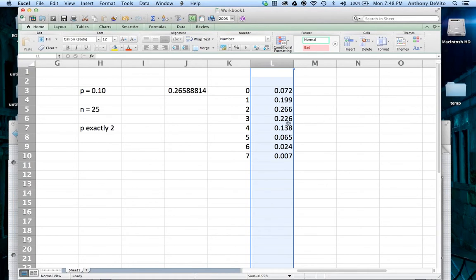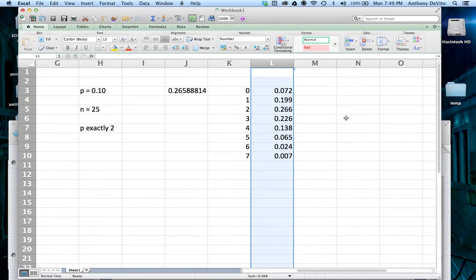For exactly 2 people, the probability is 0.26. 3 is 0.22, and so on and so forth. You can see that most of these are clustered around the mean. If I were to draw a graph of this, we would see an almost normal distribution with the mean at 2.5. Remember we talked about in the lecture, the mean is going to be n, the sample size, times the probability, 2.5. And the standard deviation is going to be the square root of n times p, which is 0.1, times 1 minus p, which is 0.9. I'm not going to worry about that right now that much.